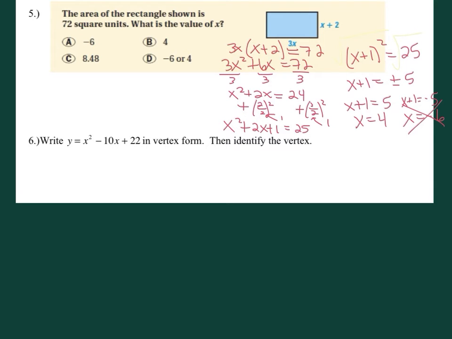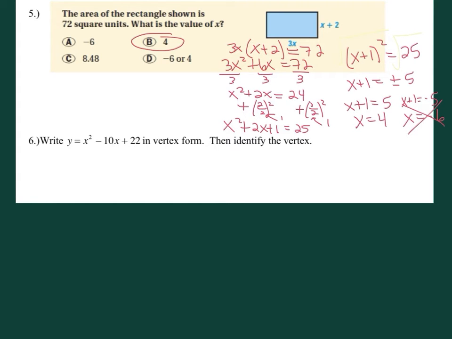So the value of x is 4. If we made x the negative 6, letter D is enticing, but if we plug in negative 6, 3 times negative 6 is negative 18, so your length would be negative 18, your width or your height would be negative 4. It just doesn't make any sense for the dimensions of the rectangle.